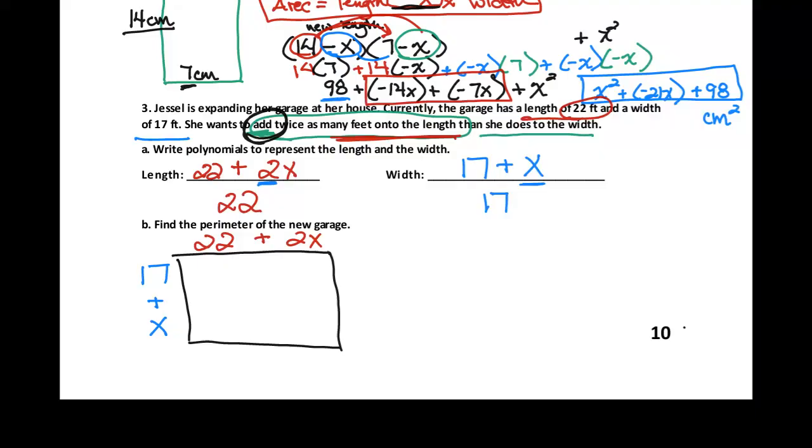Now, it is saying perimeter. How do you find perimeter of something? What does that mean? If I said you need to walk the perimeter of the gym, what would you walk?